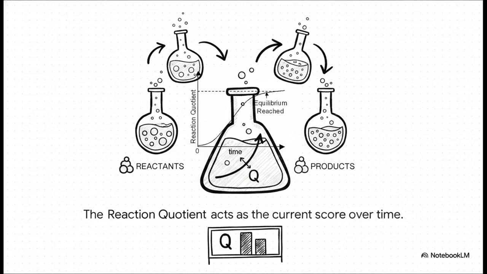But what about the actual journey before the destination? See, the equilibrium constant K, that only tells us the final score. The reaction quotient, or Q, measures the current active score at any given moment before we hit that final K.